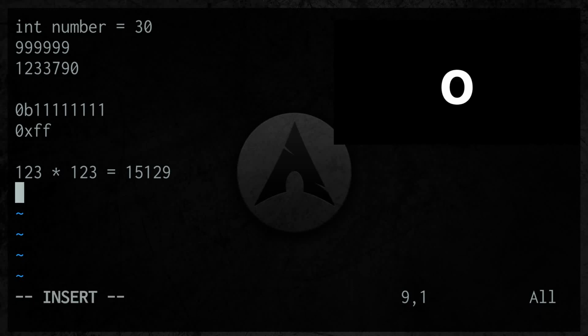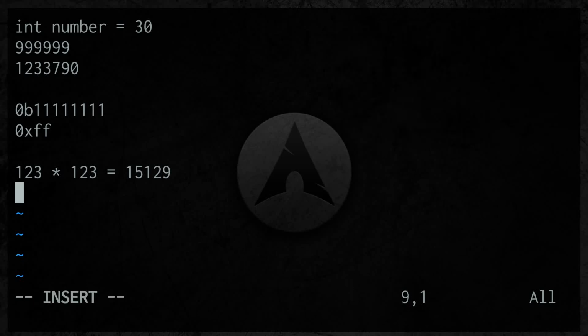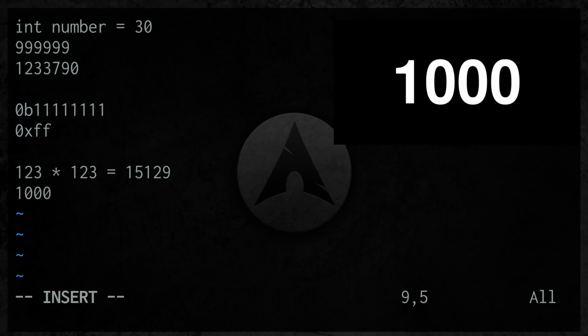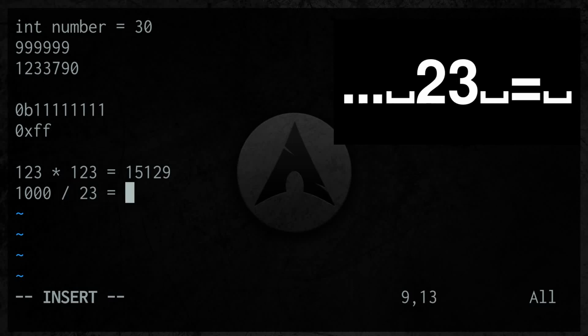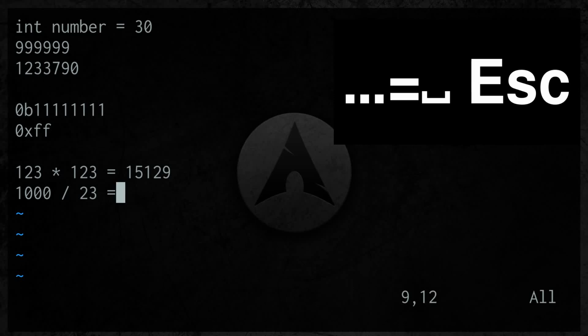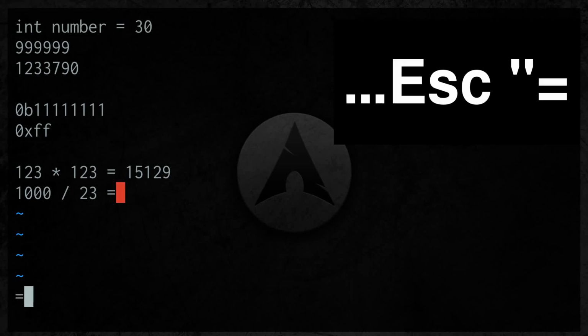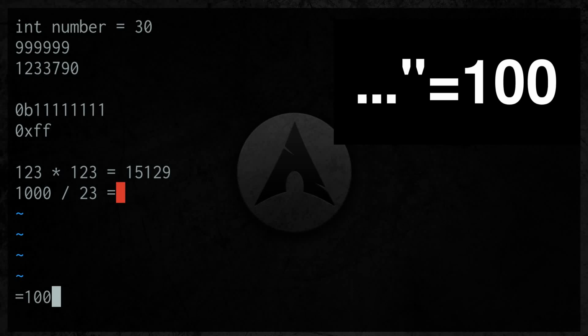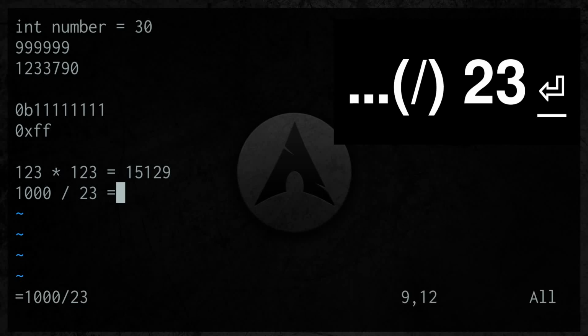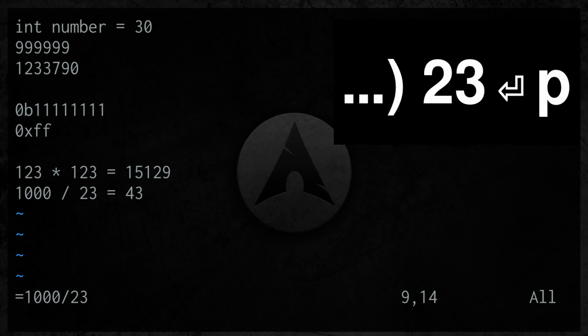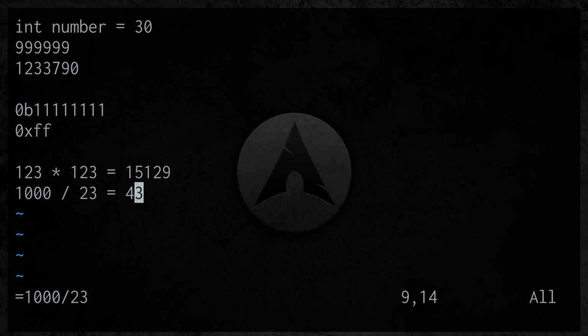Let's make another example with dividing. So let's say we want to divide 1000 by 23. And again, double quote equal. We enter our expression, enter, P, and we have the result. And this result is an integer.